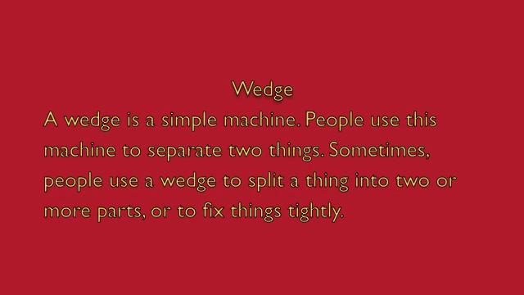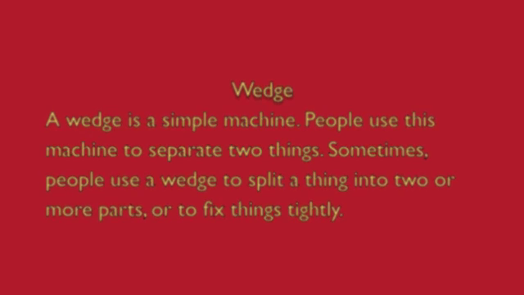A wedge. A wedge is a simple machine. People use this machine to separate two things. Sometimes people use a wedge to split a thing into two or more parts or to fix things tightly.